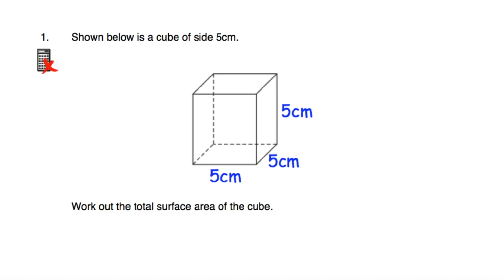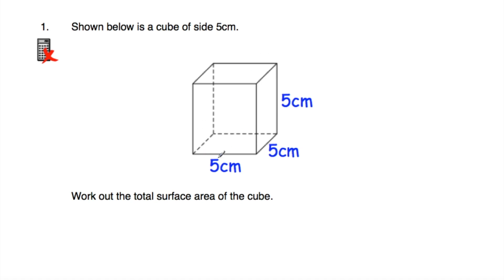Okay, question number one. We've got this cube and the side length of the cube is 5 centimeters. As you can see here, the length is 5 centimeters, the width is 5 centimeters, and the height of the cube is 5 centimeters. And we've been asked to work out the total surface area of the cube. So if we want to find the total surface area, we need to find the area of all 6 faces of the cube.